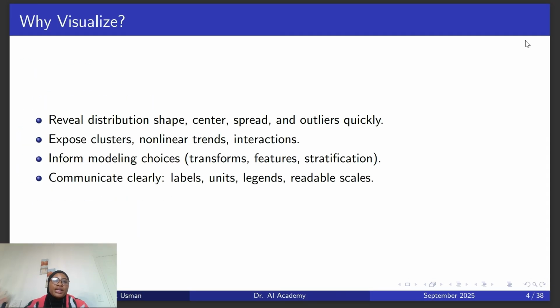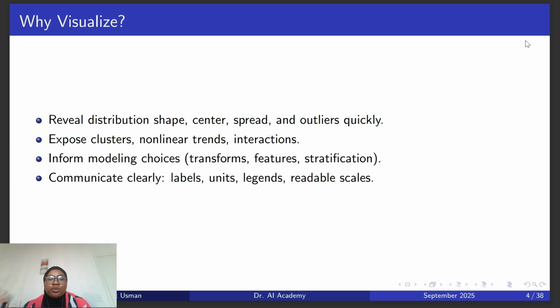So the principle is, why are we even visualizing? Because when we visualize our data, it reveals the distribution shape. It tells us the center. It helps us to tell the variability, or how the data spread, and also to quickly identify outliers in our data. Also, we can see possible clustering, a nonlinear trend, or where there's a form of interaction between the variables. We can easily tell from merely visualizing the data.